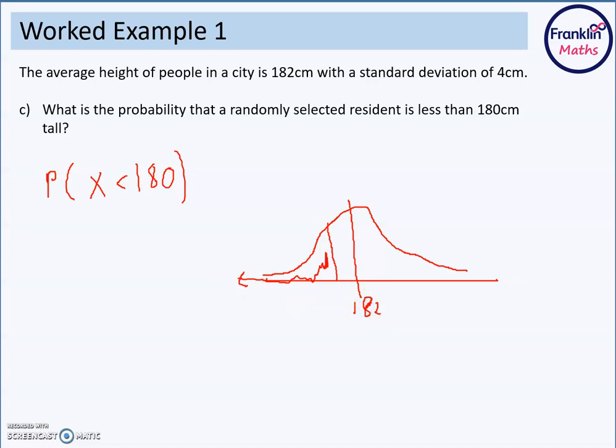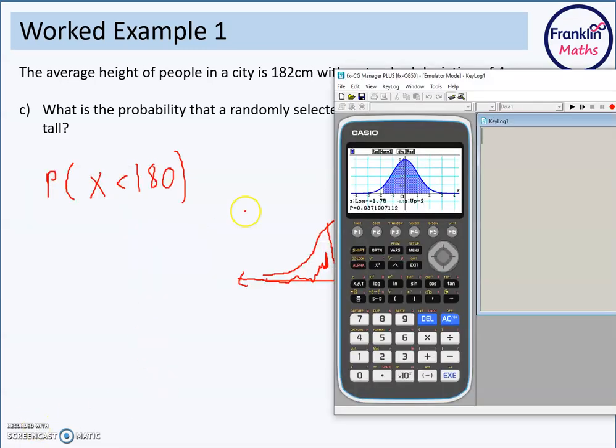maybe minus a million, minus 1,000. So again, we're going to dive back in the calculator. We're going to press exit. We're using the same values again. We just need to change the upper and lower. So my lower, I'm going to choose as minus 100 because that's absolutely miles away from the mean. And the upper I'm going to choose as 180. You can always choose your lower as more than 3 standard deviations away. It will give you roughly the same answer. Press execute, twice.